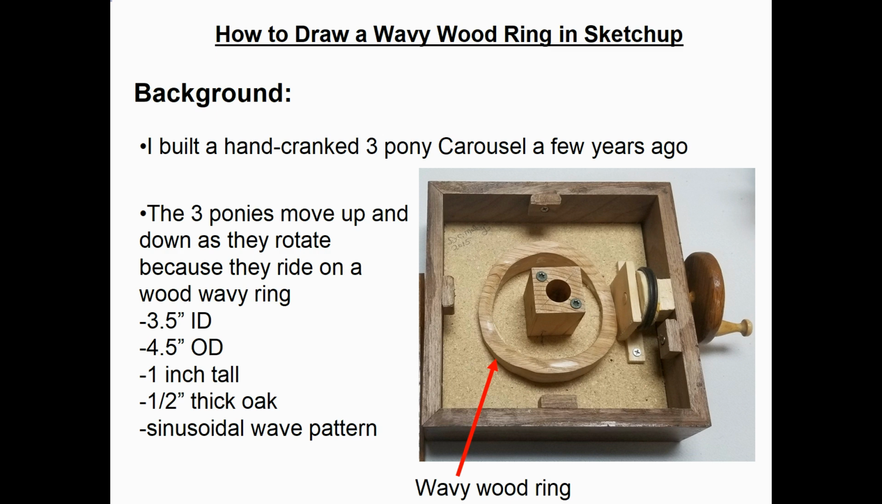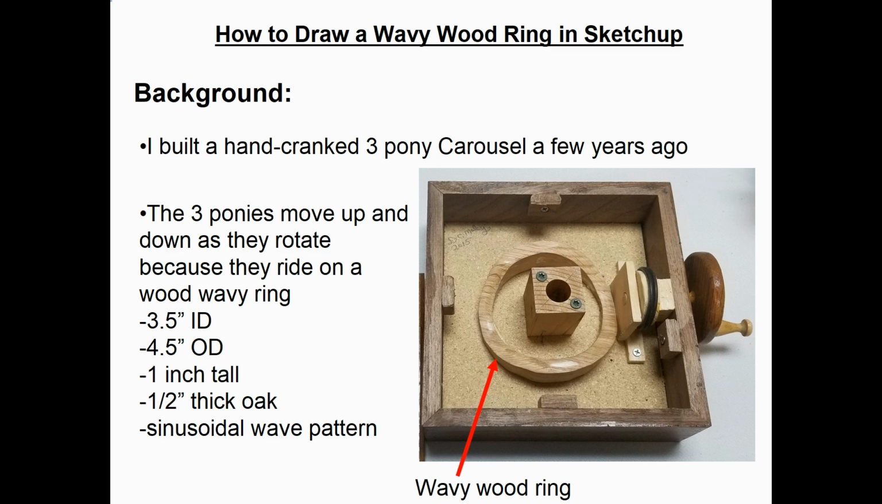In this short video, I'm going to show you how I drew a wavy wood ring in SketchUp. A little background on this project. I built a hand-cranked three-pony carousel a few years ago, and the three ponies move up and down as they rotate because they ride on a wood wavy ring, as you can see in the photograph.